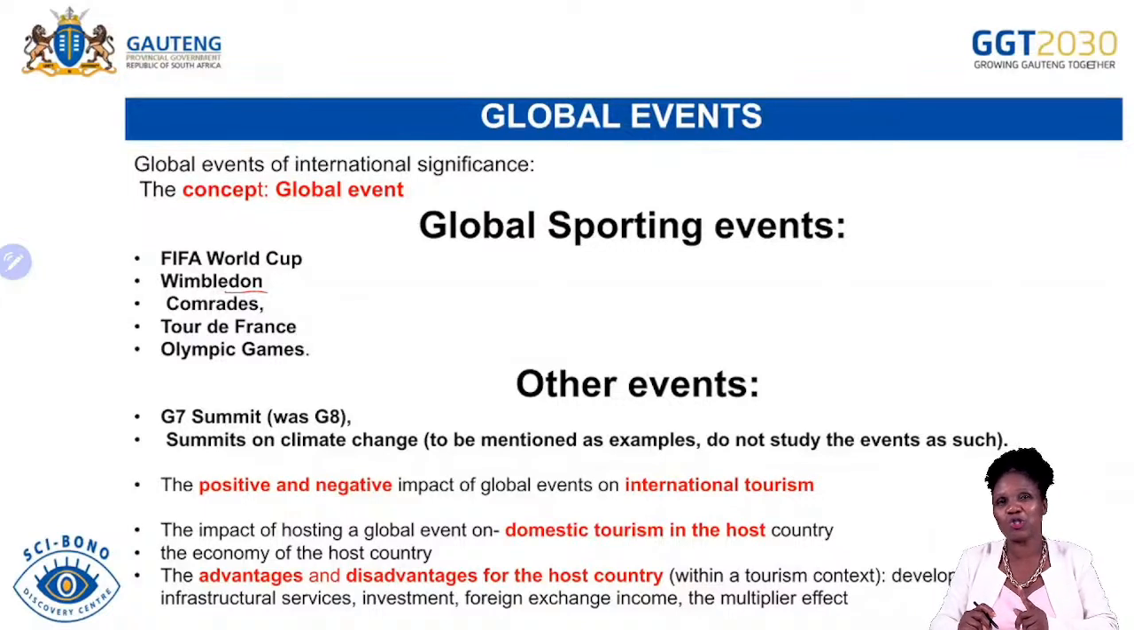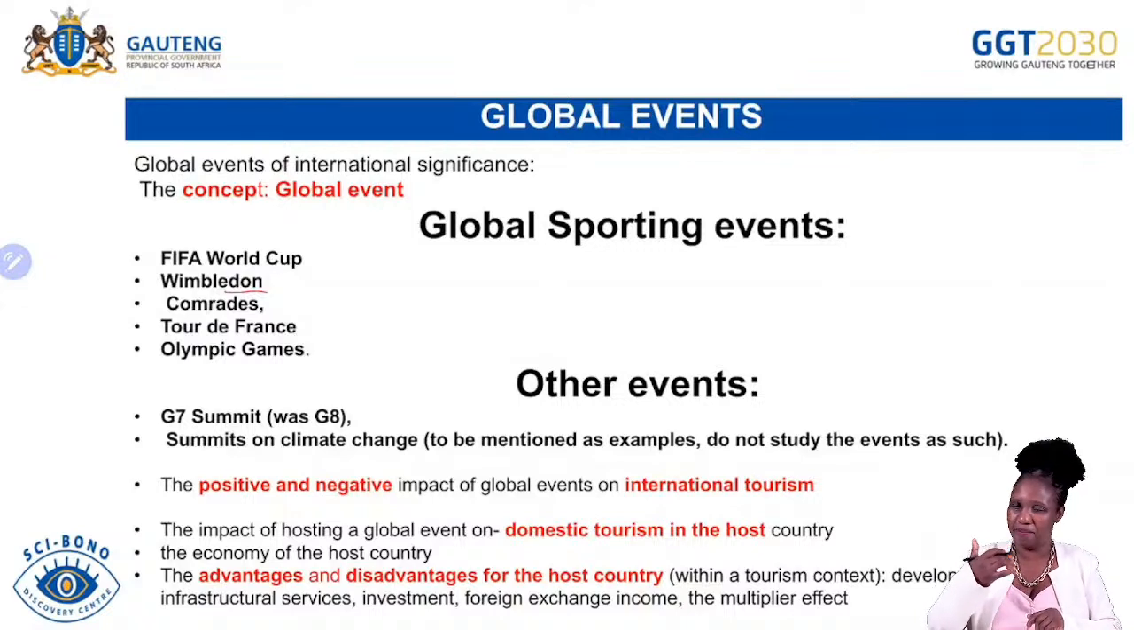And then we also have the Tour de France. Tour de France is a global sporting event that takes place annually as well. All right? Remember, we said when we say annually, say every year. It takes place every year. It is a bicycle championship. Okay, it takes place in France.